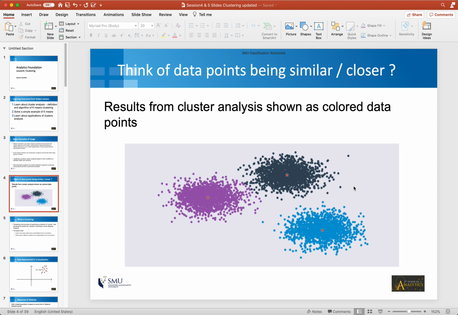So before we proceed, let's take a look at what the output of clustering looks like. On this slide you see these data points that are colored in three different groups, and if you think about it, this is essentially how the results of clustering will show up. Once you have a set of data and you divide that into groups, the output would look a lot like that.